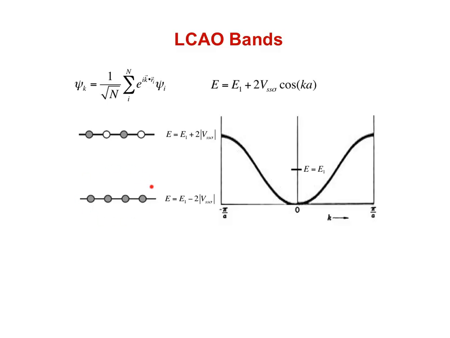For this chain of s atomic orbitals, the k equals 0 state has the most bonding. Because each atom has 2 bonds, the energy of that state is the energy of the atomic orbital plus 2 times the bond integral. For k equals pi over a or minus pi over a, the wave function is most antibonding, and so the energy is the energy of the atomic orbital minus 2 times the bond integral.